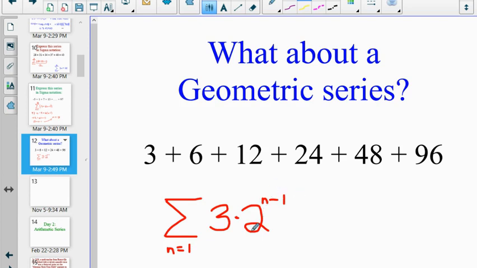1 minus 1 is 0. 2 to the 0 is 1. 3 times 1 gives us our first term. And I can just count the terms. 1, 2, 3, 4, 5, 6 terms. So I've got n equals 1 to 6. And just to make sure this works, 6 minus 1 plugged into the formula. 6 minus 1 is 5. 2 to the 5th is 32. And 3 times 32 gives me 96. So here we go. This geometric series written in sigma notation.